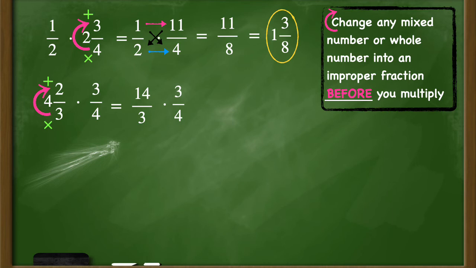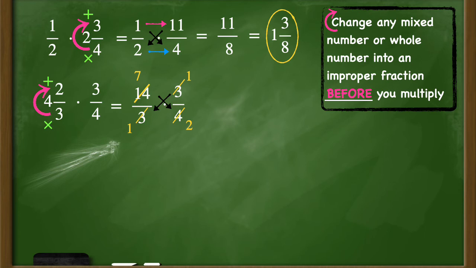Now I'm ready to look for cross canceling. And if I look at 14 and 4, I can see that they do share a common factor of 2. So I'm going to divide each of those numbers by 2. So 14 divided by 2 is going to give me 7. 4 divided by 2 will give me 2. Then I'm going to look at my diagonal 3's, meaning my numerator of 3 and my denominator of 3, and I see that they also share a common factor of 3. So 3 divided by 3 is 1, and again 3 divided by 3 is 1.